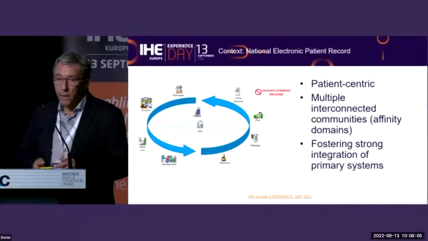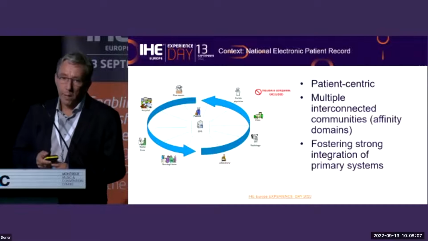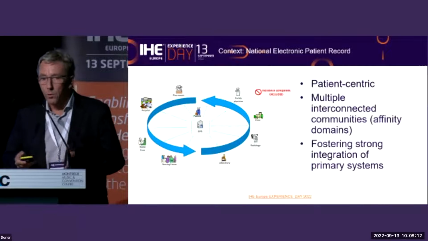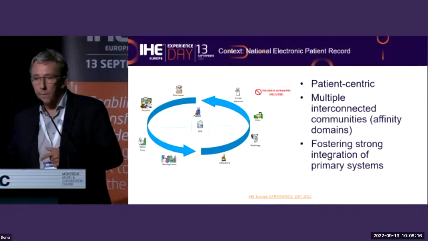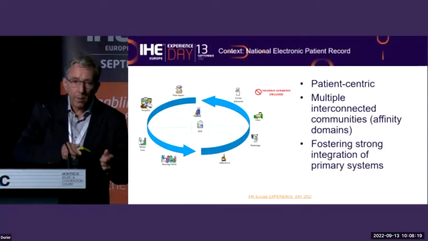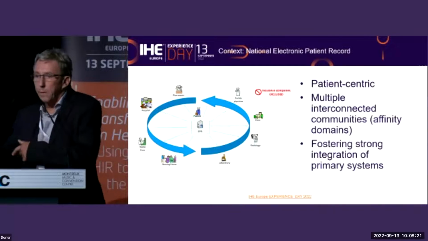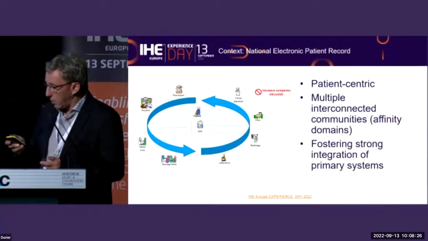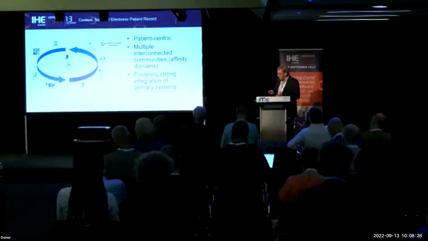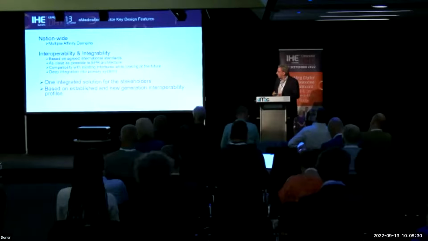And we are looking at deep integration of primary systems with the EPR platform, because we know that if users have several systems to log in to, with these documents I am connected there, for these other documents I'm connected in another place, it doesn't work. So we're really looking for deep integration. That's the base context we have here: nationwide, multiple affinity domains, interoperability, integrability.